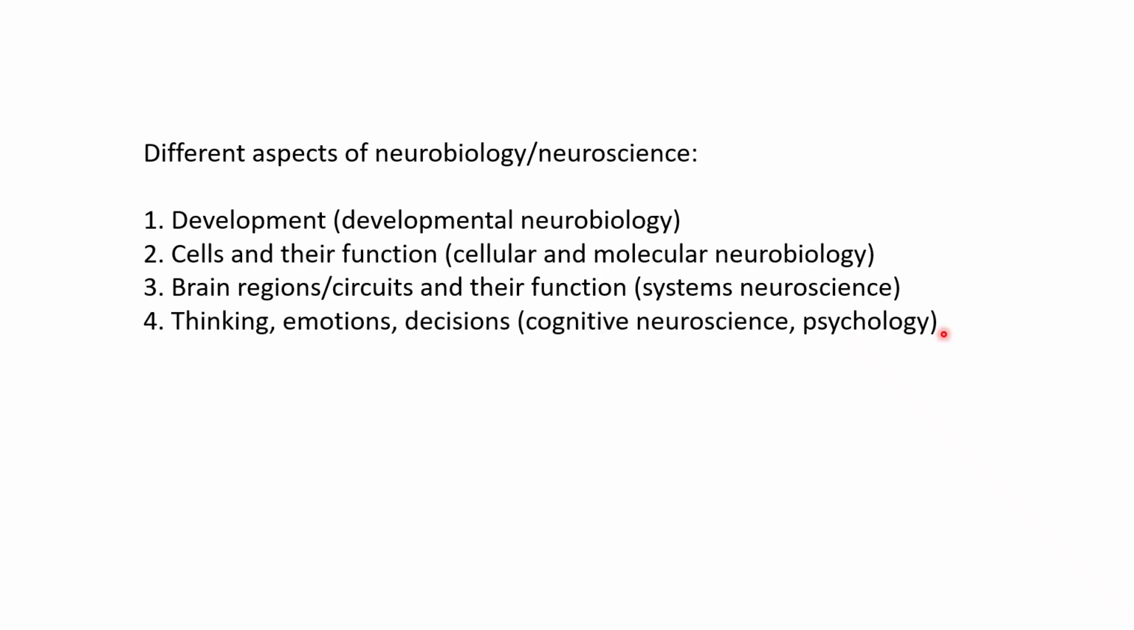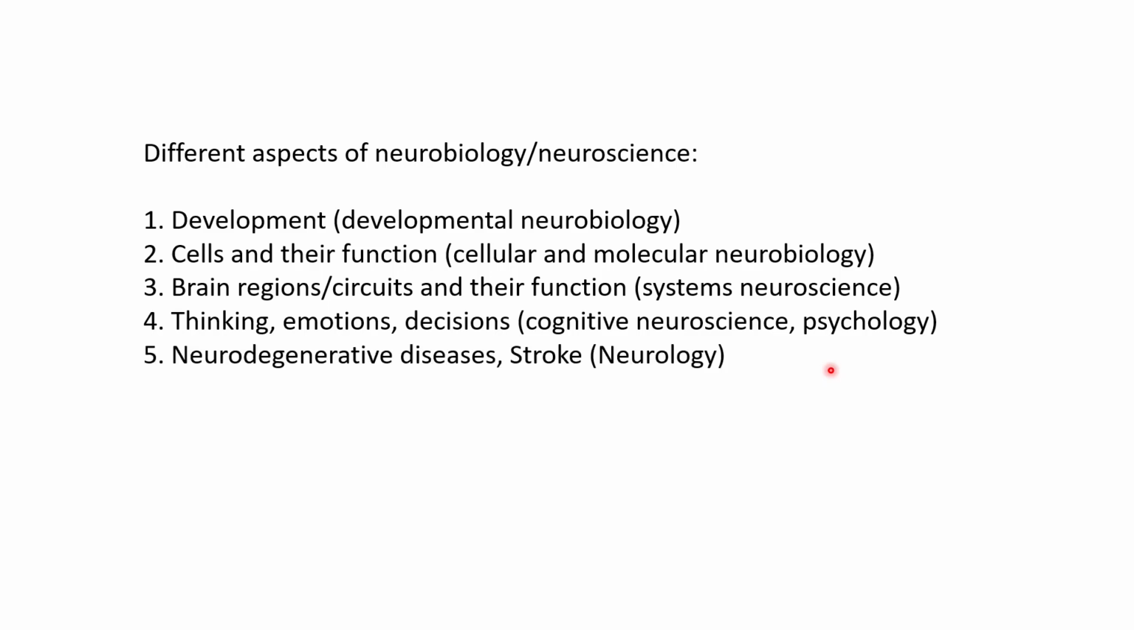Then at the next level, one can try to understand how different parts of the brain are working together to result in various cognitive abilities such as thinking or emotions or decision making, and this comes under the field of cognitive neuroscience or psychology.